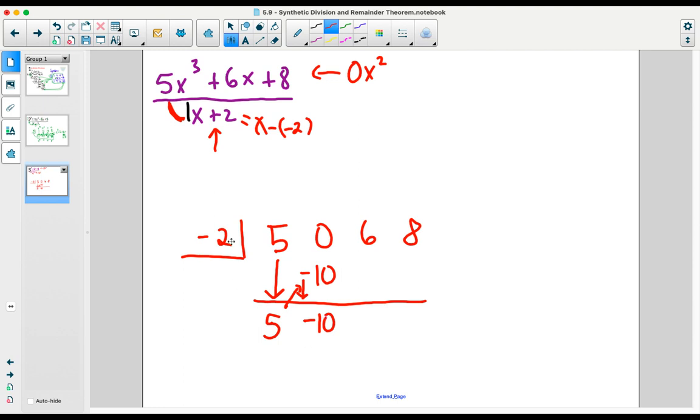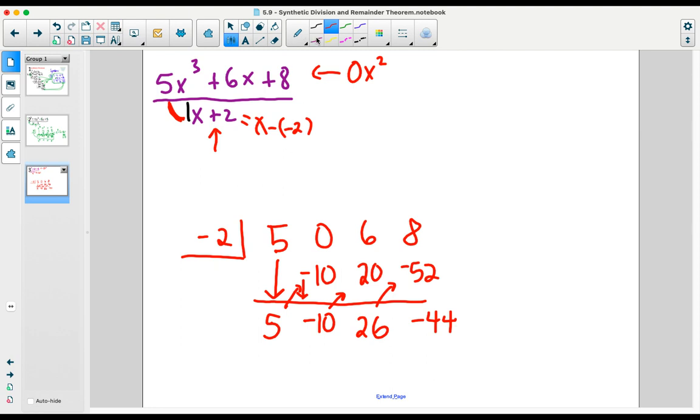We'll multiply again, the negative 2 times the negative 10, and we get 20. 6 and 20 makes 26. Multiply to go diagonally one more time, and that's going to be negative 52. Add down, and we get negative 44.